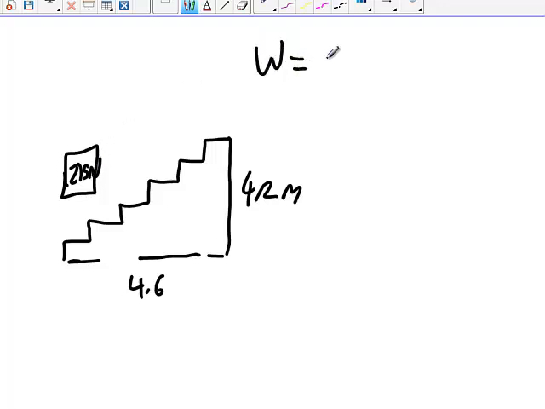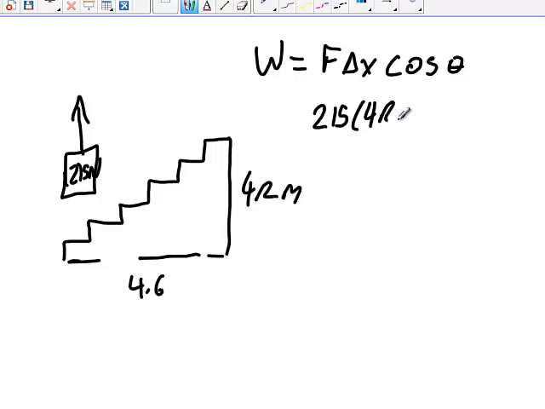Well, remember, work is equal to force times the distance times the cosine of the angle between them. Okay, and so when you lift this 215 Newton suitcase 4.2 meters up, we have 215 times 4.2 times the cosine of 0 degrees. The cosine of 0 is 1, so that doesn't change anything. It's just 215 times 4.2 and you get your work.